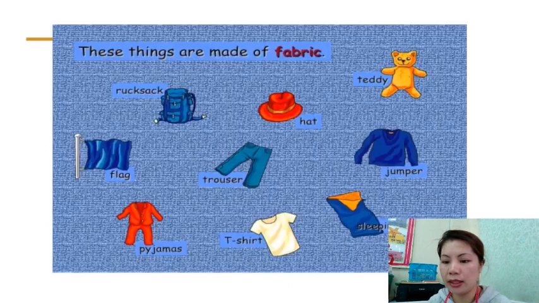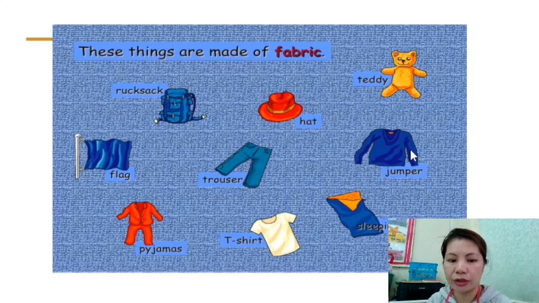And next are the things or materials that are made of fabric or cloth. Examples are a rucksack or a bag, hat, teddy bears, flag, pants or trousers, a jumper or a t-shirt or a sweatshirt, pajamas, a sleeping bag. Okay, all of this is made of cloth or fabric.